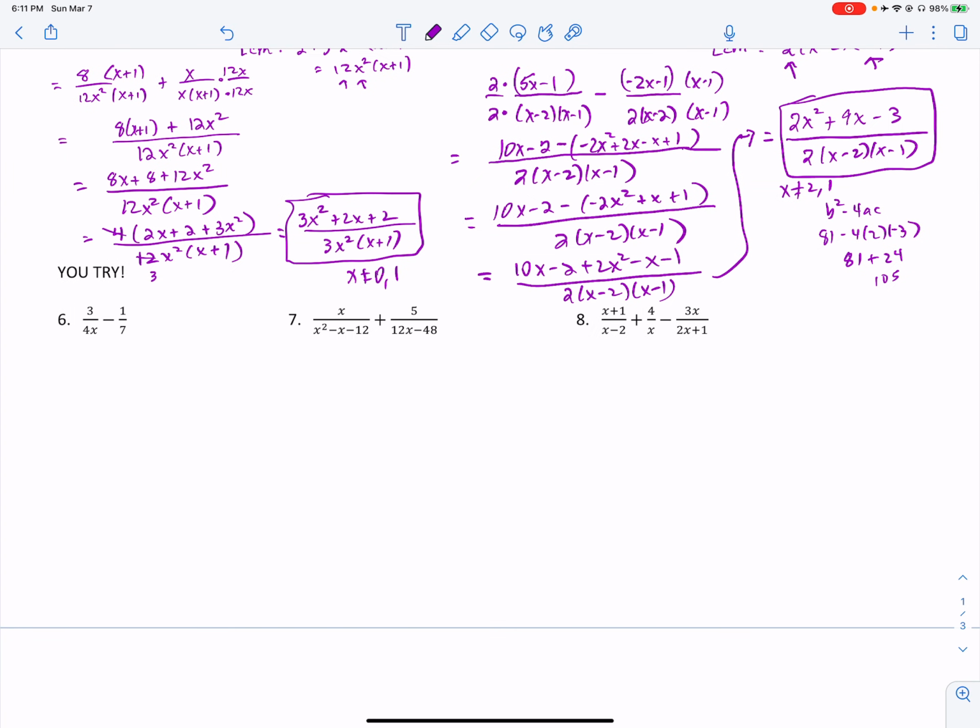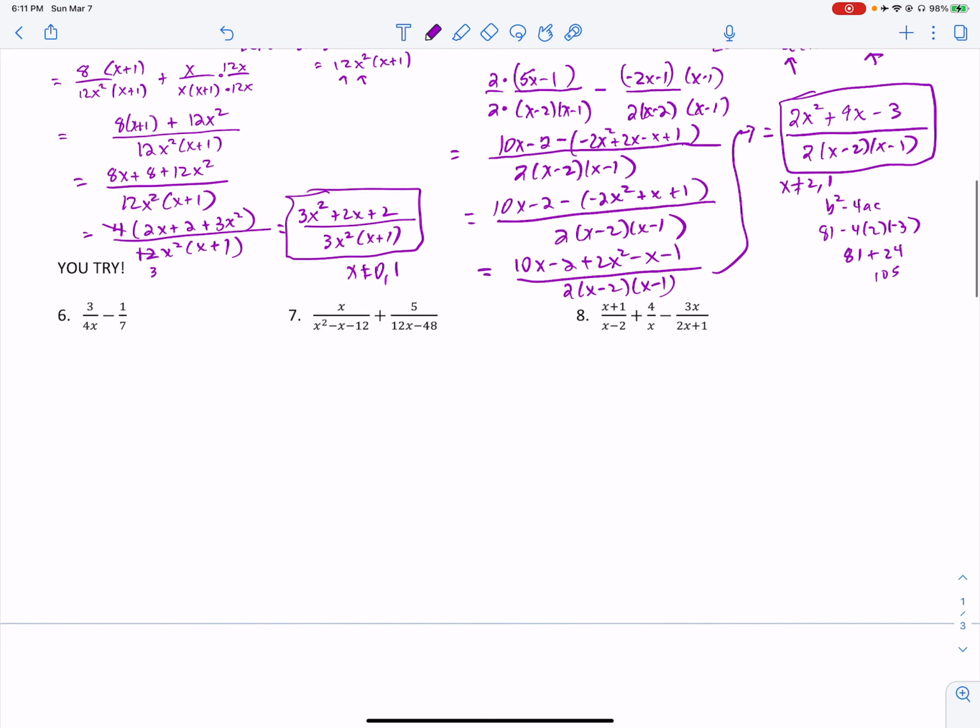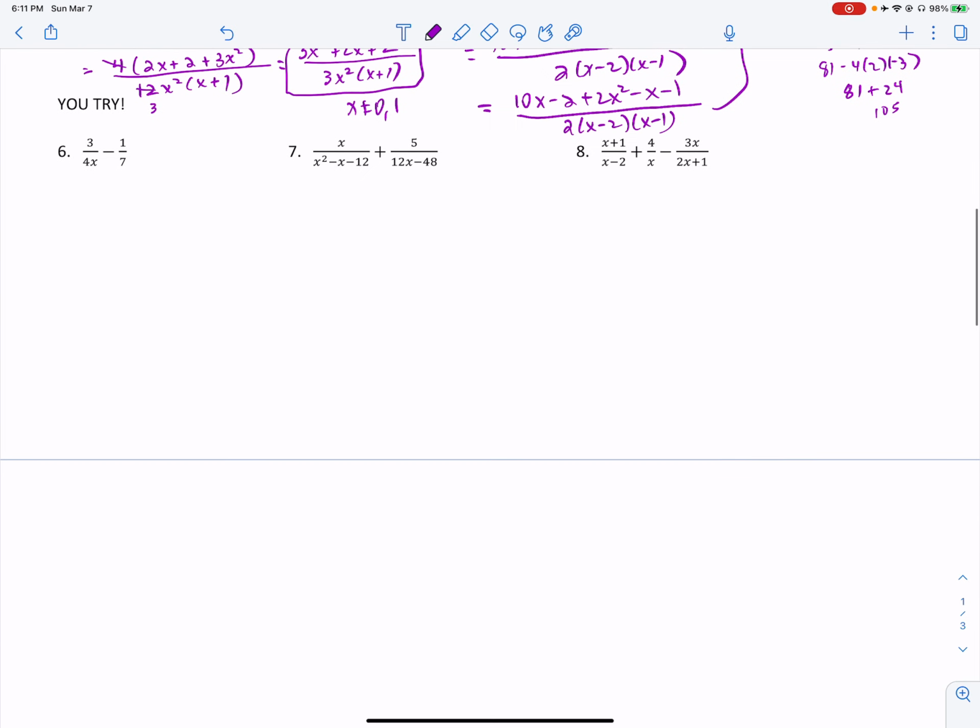So I suggest you turn it off, the video, pause it, and go through this and work on it. That number 8, I'm going to even move it to the next page. It takes a little bit of room there, so just FYI, you might want a little more space for that one. But I suggest you just pause it, you try these, and see how you do.